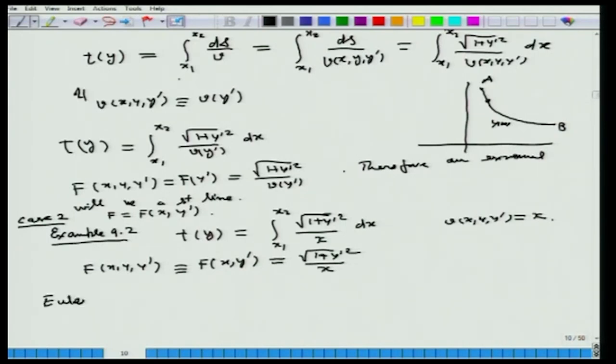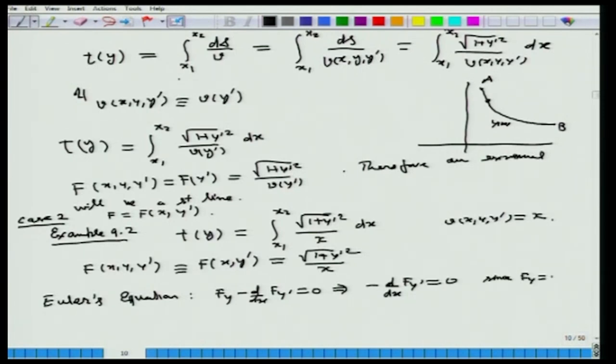Here Euler's equation is f y minus d by d x of f y prime equal to 0, which implies minus d by d x of f y prime equal to 0 as before, since f y is 0. And so we get f y prime, which is a function of x and y prime, as the first integral. So this Euler's equation gets integrated easily. Here we get f y prime as a function of x and y prime equal to c 1, and then once more we integrate it to get the extremals. So let us apply this case to this example.